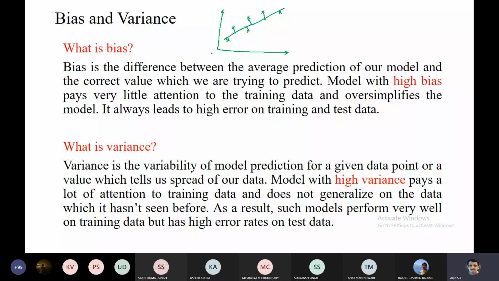Okay. A model with high bias pays very little attention to the training data and oversimplifies the model. So definitely, the model complexity is too low, or very simple, to represent the data points, the data samples, accurately.